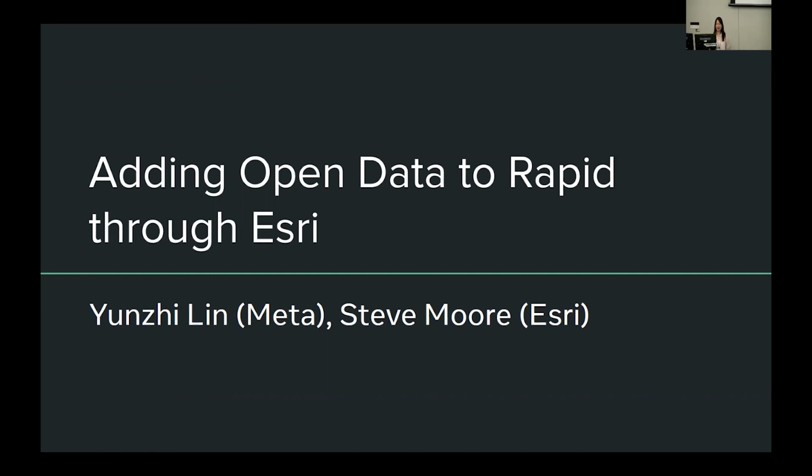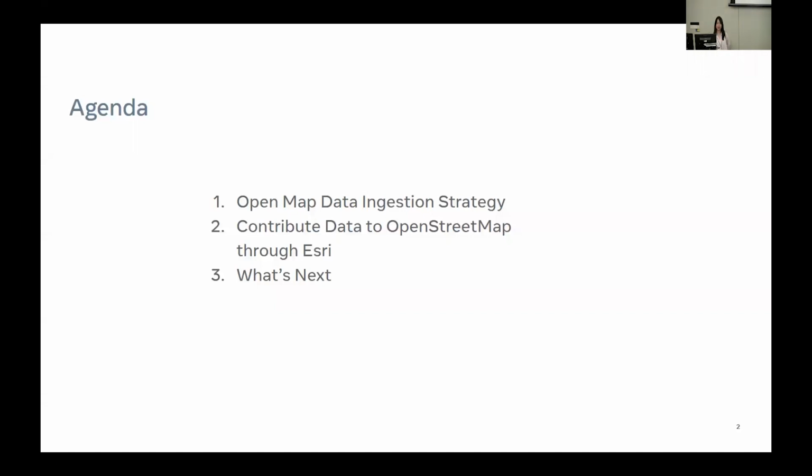Today we'll talk about how to add OpenMap data to Rapid through ESRI. This talk includes 3 parts. First, I will go through what's the OpenMap data ingestion strategy at Meta, and then Steve will go through how to contribute data to OSM through ESRI, and last we'll go over our future plans.